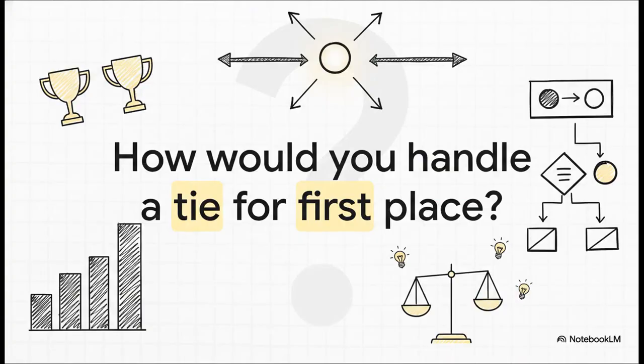So, I'll leave you with a final thought to chew on. Our algorithm is fantastic for finding a single winner. But what if there's a tie? What if two teams get the exact same high score? How would you have to change the logic to handle that? Give that some thought. Because figuring that out, well, that's how you go from being a good programmer to being a great one.